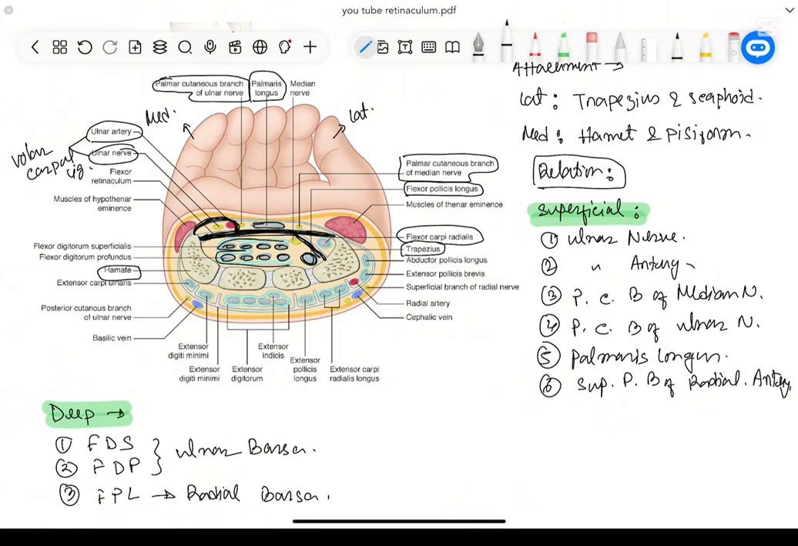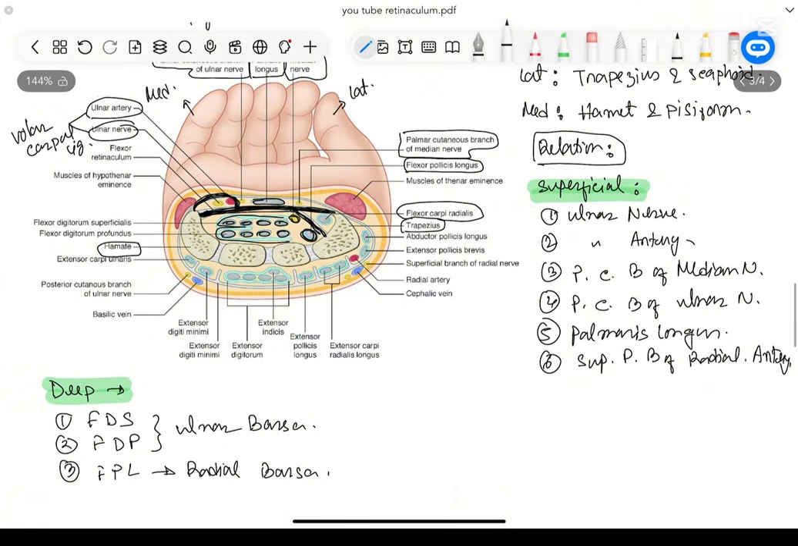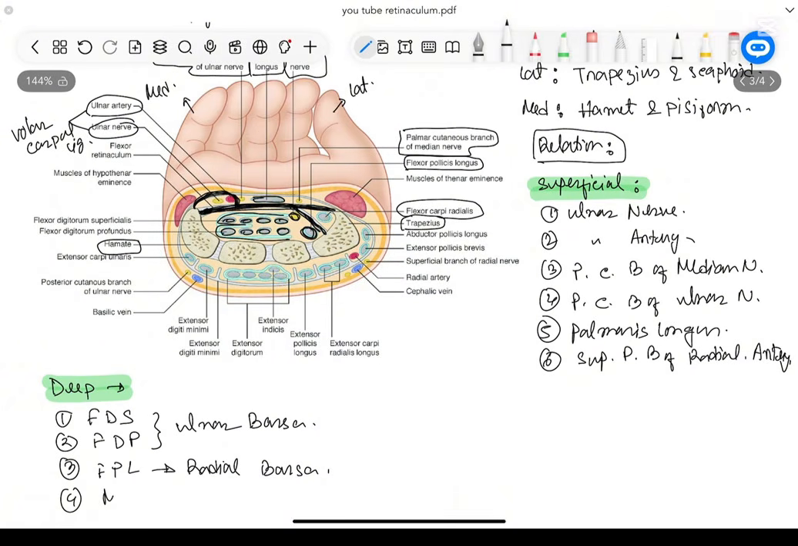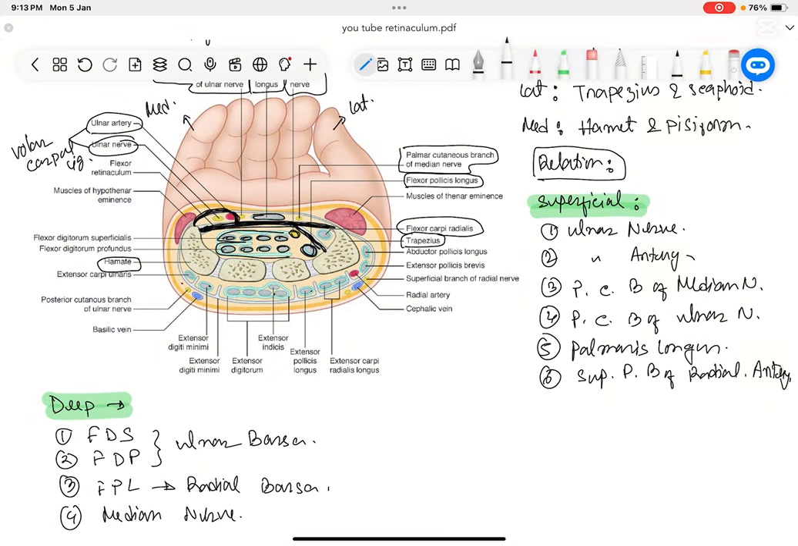Okay, then one very important structure is passing under the carpal tunnel. The name of that is called the median nerve. So number 4, median nerve. This median nerve can be compressed under this carpal tunnel, and there is formation of carpal tunnel syndrome.